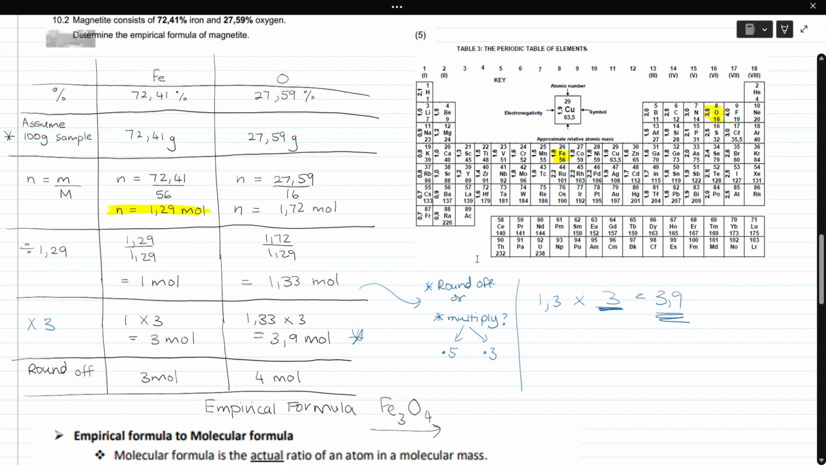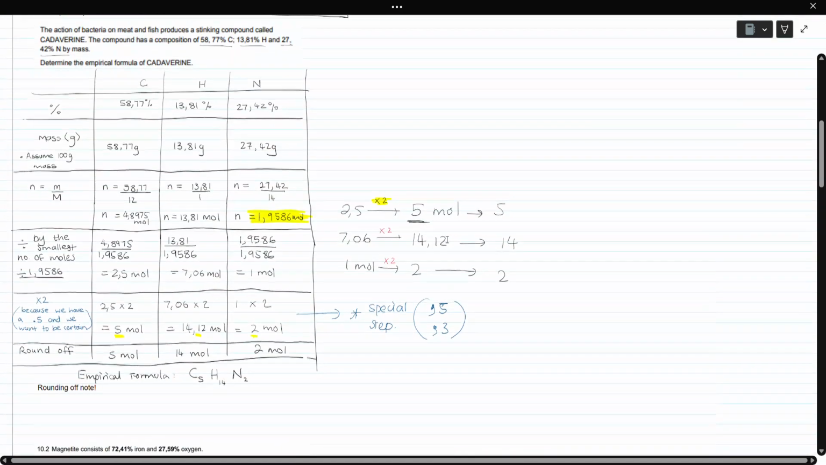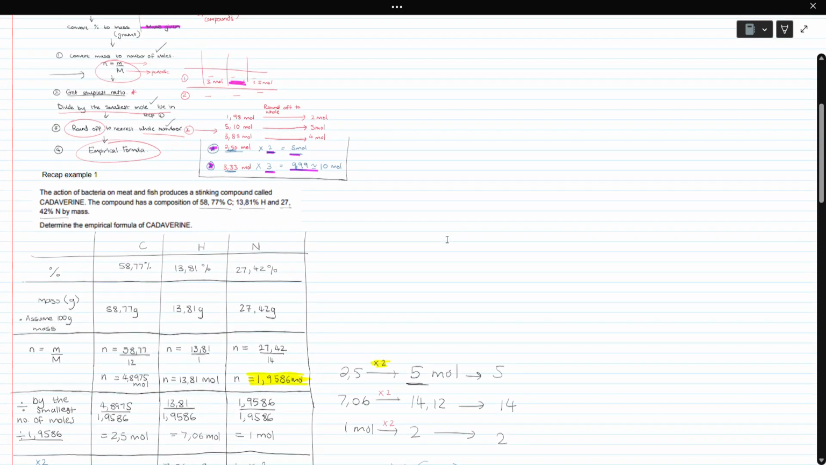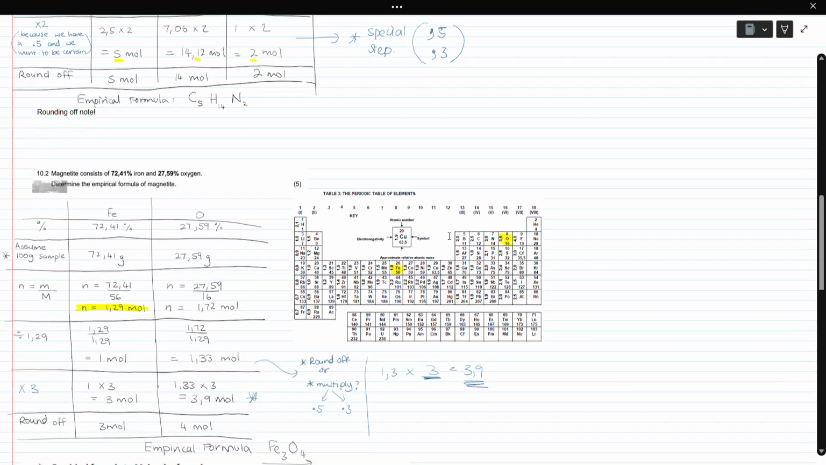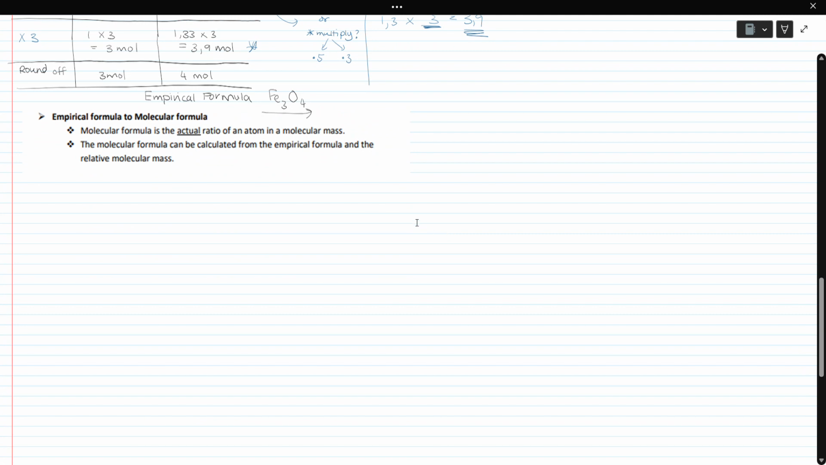Okay, so moving on, that's going to be our last example for empirical formula. I will try to find more of these so you can just practice it. But the next thing is now, remember when I introduced empirical formula to you, I also introduced something called the molecular formula. So we're going to now talk about how do we actually calculate the molecular formula.